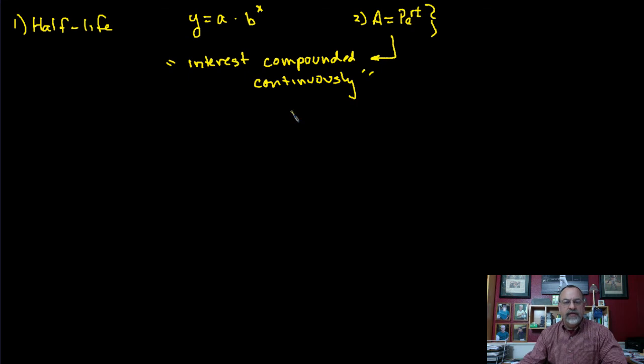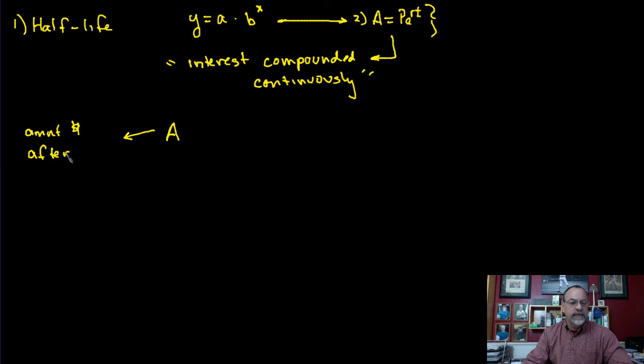Again, this is an application of this exponential, so let me identify what the parts are. The y becomes the A, and again, the y in the exponential is how much is left after a certain amount of time. The A in here is the same thing. It's the amount of money that I have after time has passed, which in this case is the variable t. So just like in the exponential, the y represents how much is left after time has passed. The A is simply taking the place of the y.